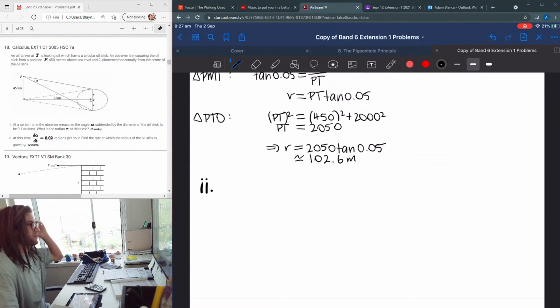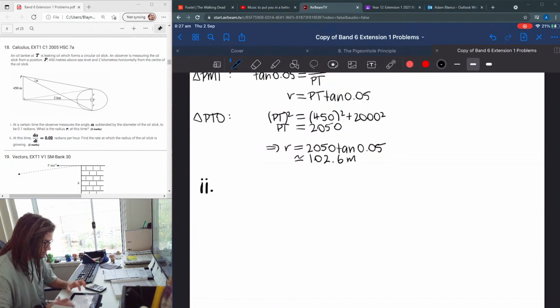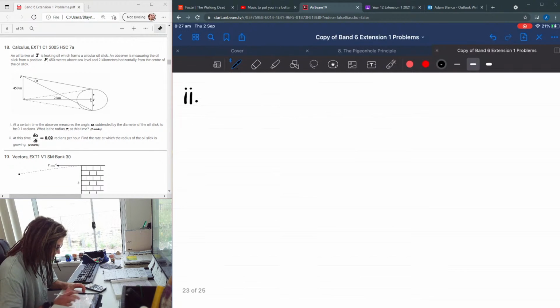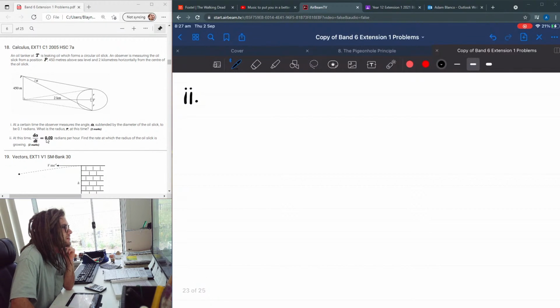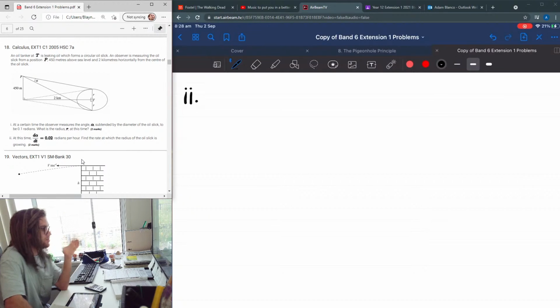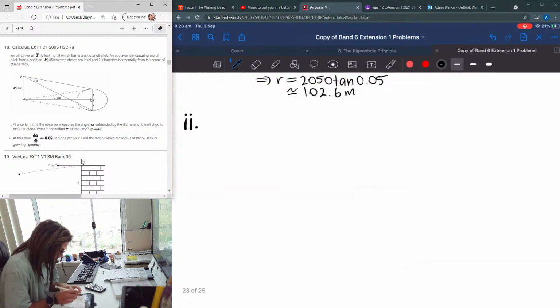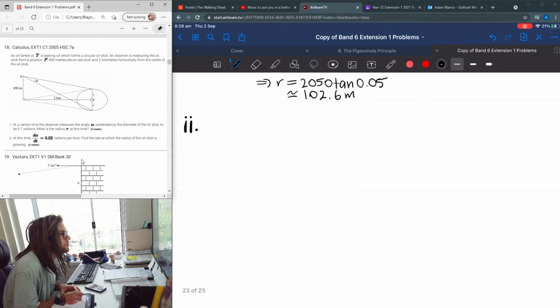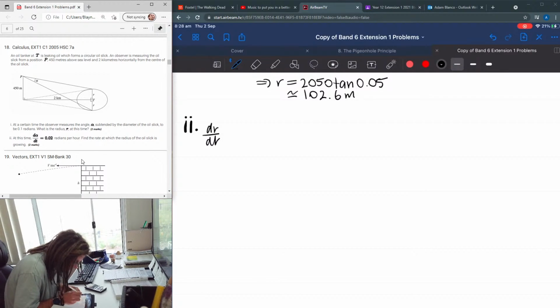I'm not sure which part's the band 6 part. I think it might be the next one. I feel like anything that involves a chain rule is considered band 6 for some reason, because you can see that here they've given us d alpha dt, but they want us to find the rate at which the radius is growing, so dr dt, and they've only given us one. So anyway, we want the rate, so we want dr dt.